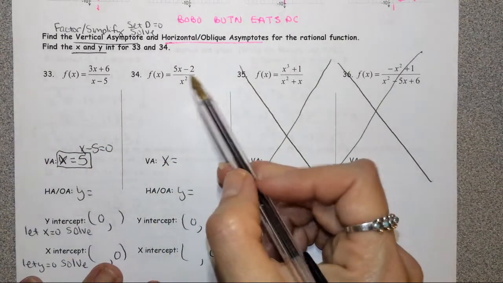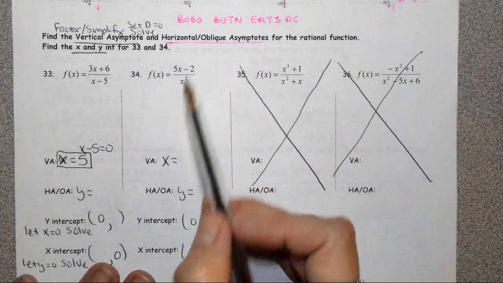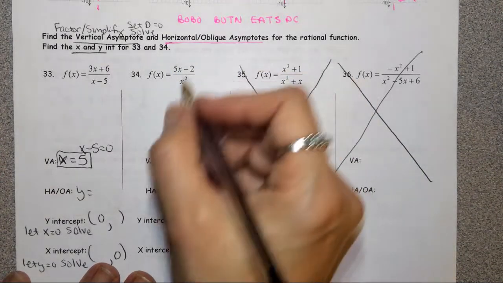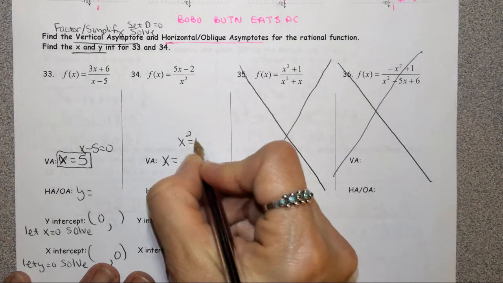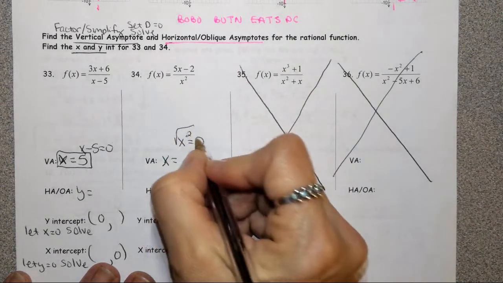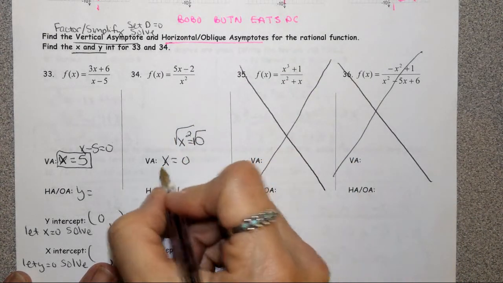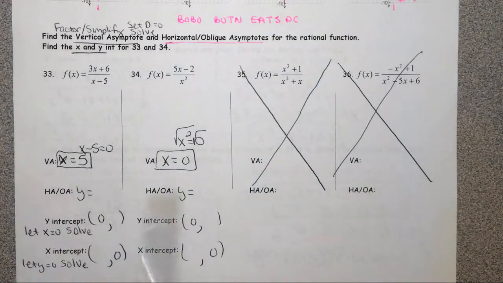Done. I'm going to do the exact same thing right here. There's nothing to factor, so I just set the denominator equal to 0, and I solve. So I take the square root of 0, which is just 0. Okay, so those two are done.